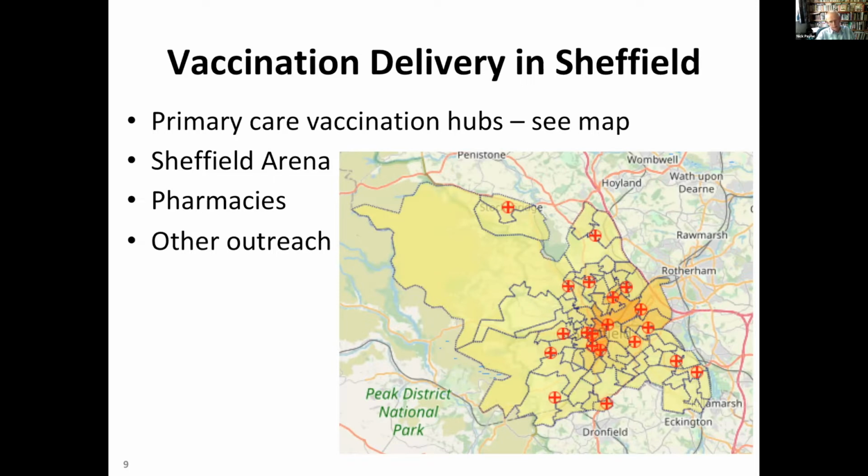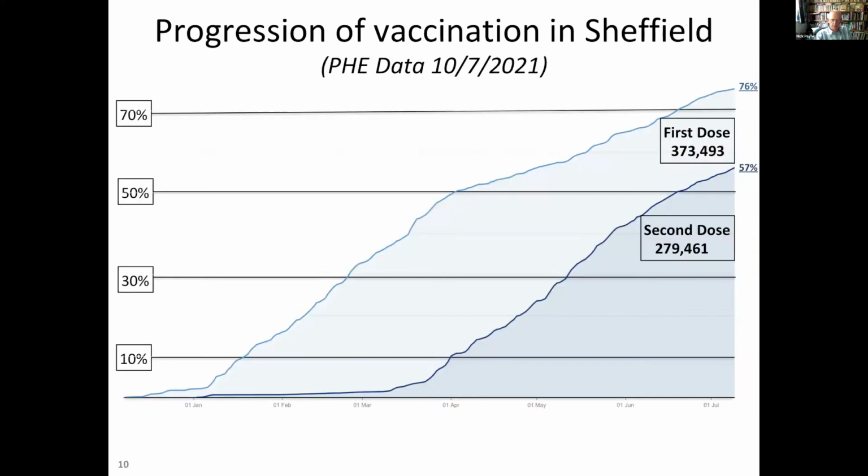They're not quite as well spread, so there are gaps, for example, around here. And there are some areas that you might have thought, well, up here in Stocksbridge, that's quite a long way away, but that's good because it's got its own vaccination centre. But those are the vaccination hubs, primary care network vaccination hubs. Also, Sheffield Arena. There's some pharmacies and other outreach carrying out vaccination. So that's the main plan or the main delivery that's been happening in Sheffield.